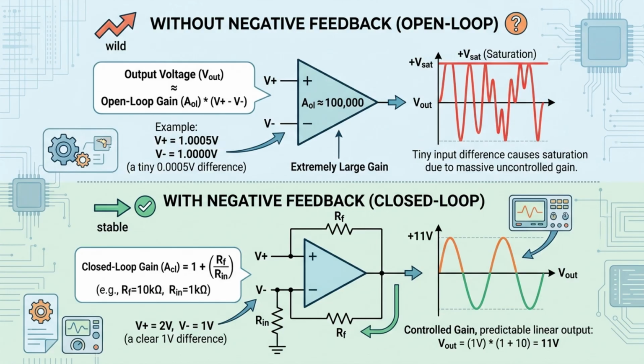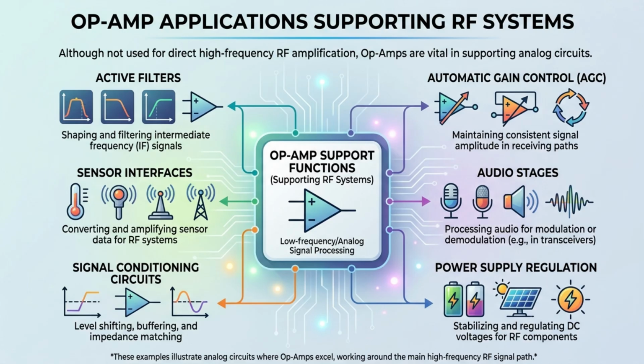Mathematically, the output voltage is proportional to the difference between the two input voltages multiplied by the amplifier's open-loop gain. Because this gain is extremely large, even a tiny input difference can produce a significant output change unless negative feedback controls the amplification. Although op-amps are not typically used to amplify very high-frequency RF signals directly, they are essential in supporting analog circuits surrounding RF systems.